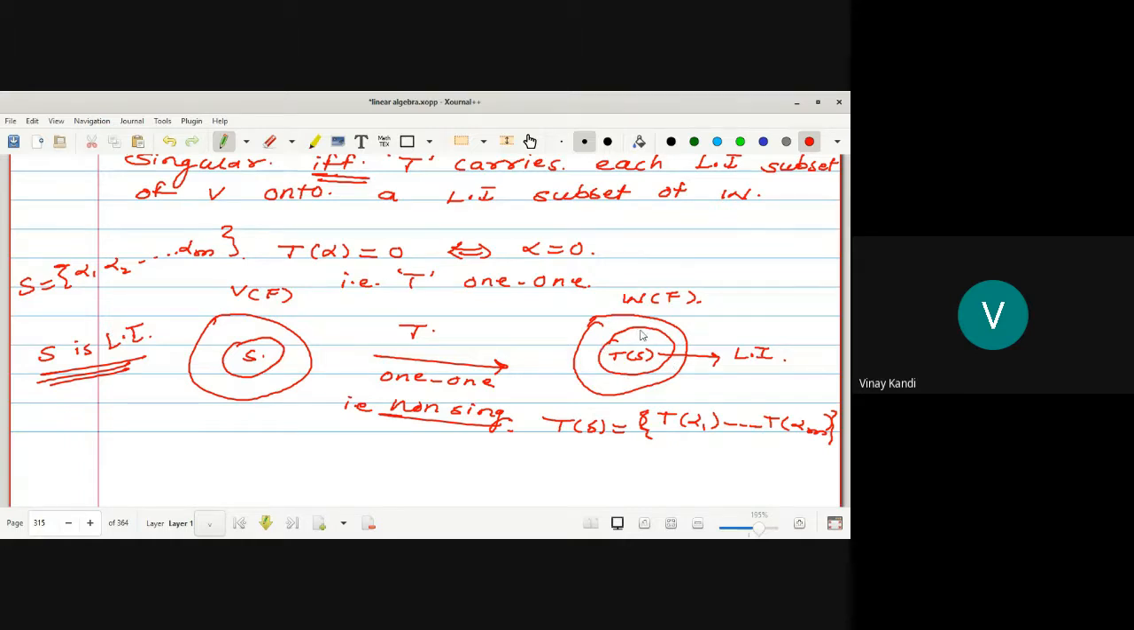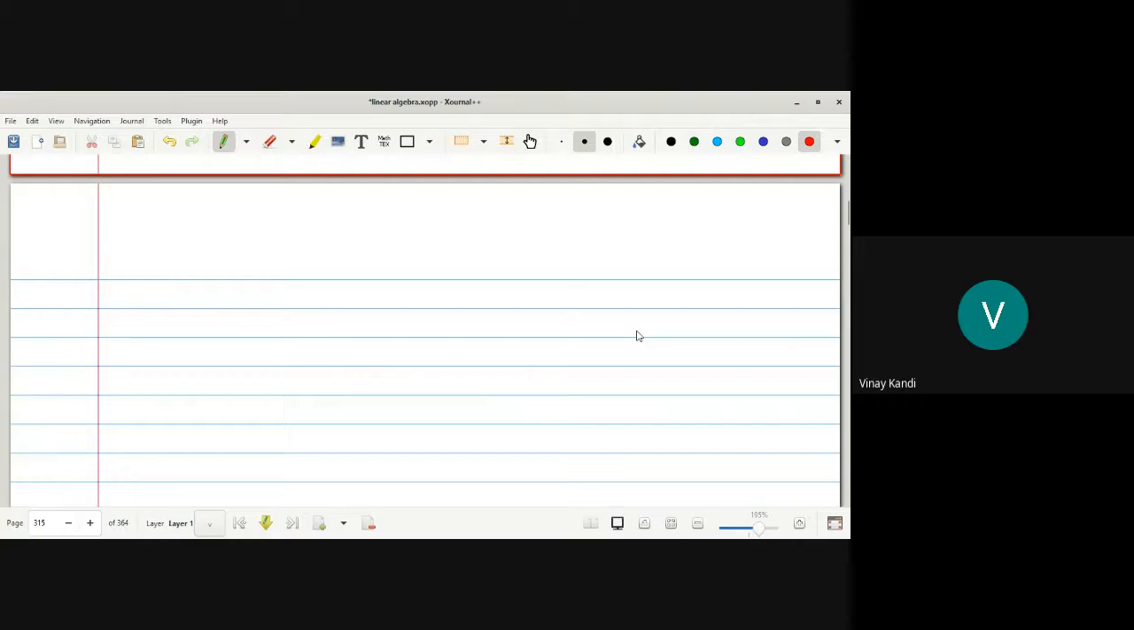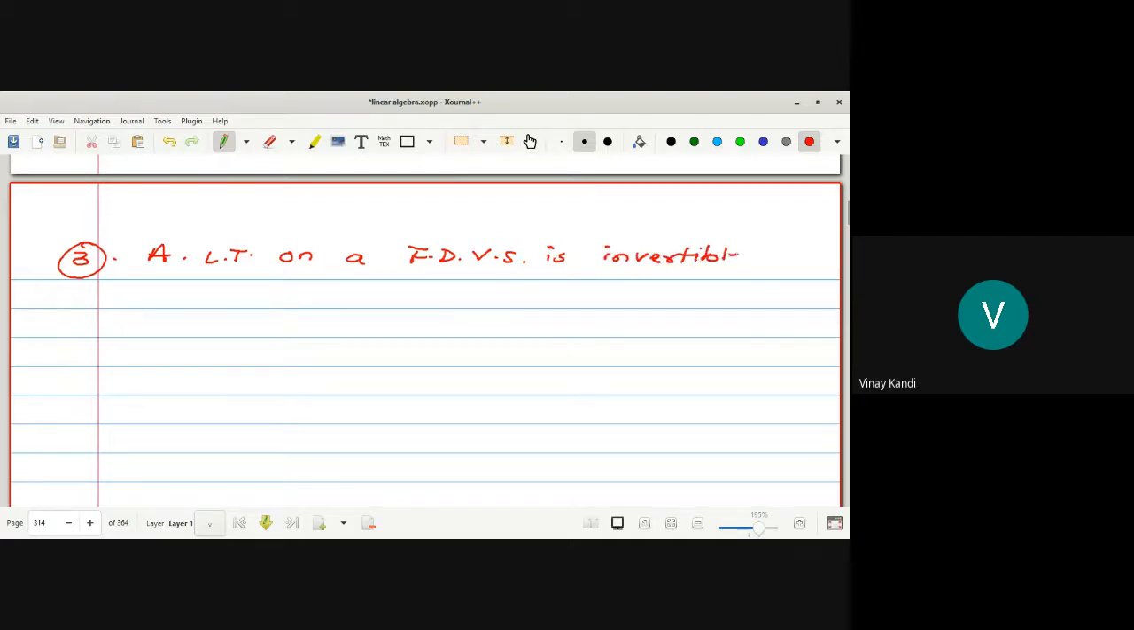And the third note is: a linear transformation T on a finite dimensional vector space is invertible if and only if T is non-singular. If a matrix A is non-singular, that is, the determinant of A is not equal to 0, then we can say that A inverse exists.